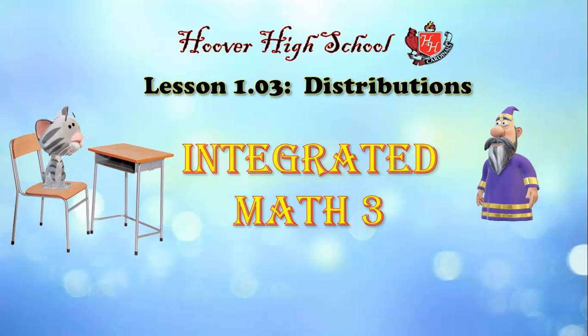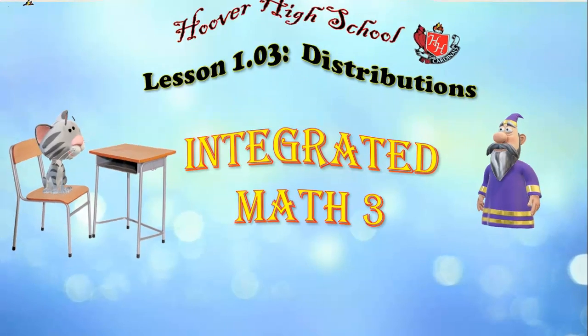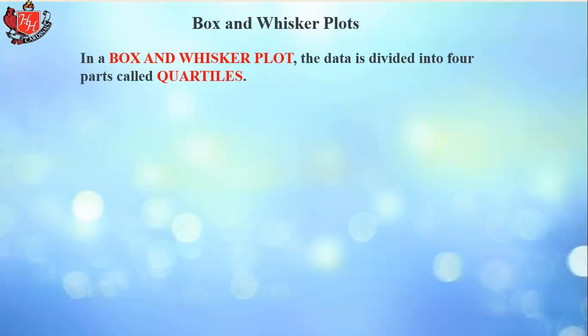Integrated Math 3, this is your third lesson, lesson 1.03 in the unit of statistics, and this is on distributions. So, box and whisker plots. In a box and whisker plot, the data is divided into 4 parts called quartiles.